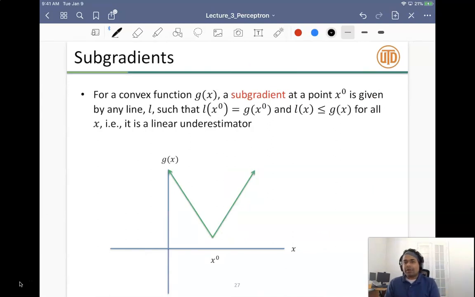All right. So now, what happens with functions that are not differentiable? An example of a non-differentiable function is like this. In fact, the perceptron loss, in some sense, looks something like this. We saw this as well. So this is the point of non-differentiability.